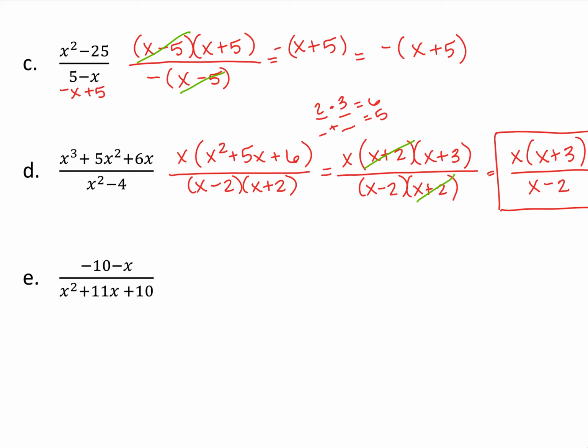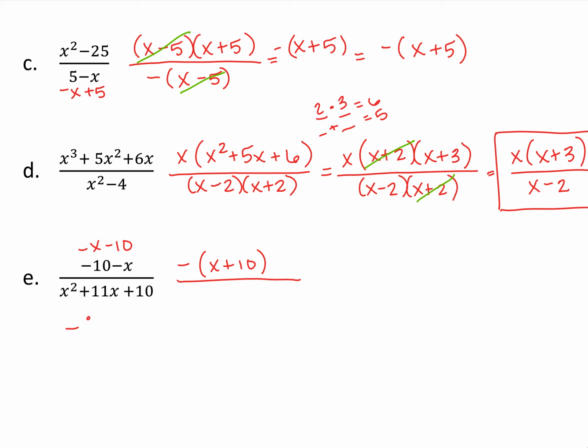E. Oh, again, I have a negative 10 minus x. I'm going to rearrange it so that it has an x first. So I have a negative x minus 10. And just like the previous problem C, I don't like negatives in front of my x's. So I'm going to pull that negative out, which changes the sign of both of them so that I get an x plus 10. And now I'm going to do, let's see, I have x squared plus 11x plus 10.